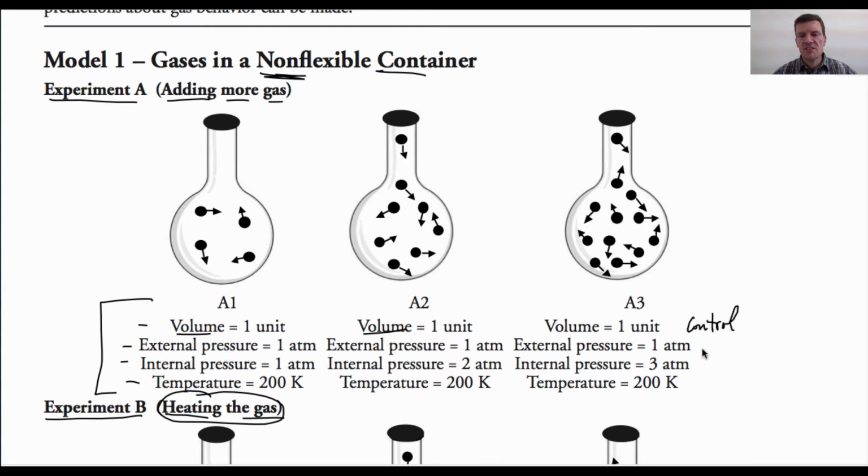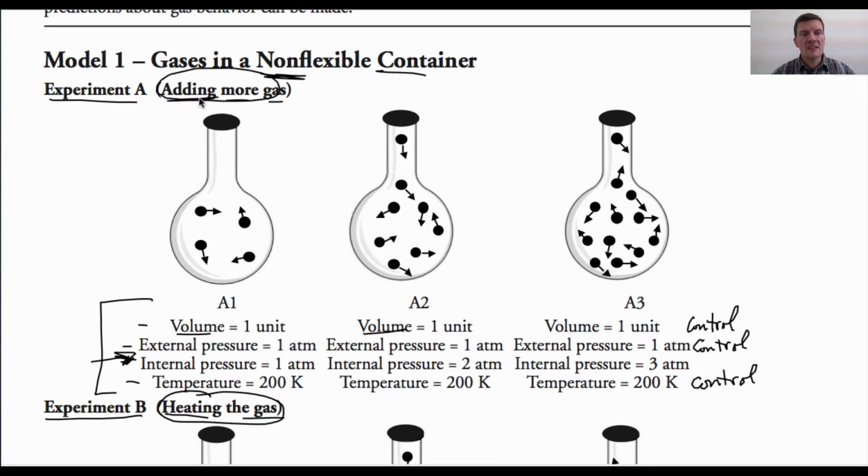External pressure is not changing. That means the atmospheric pressure. You're doing this in a room where the atmospheric pressure is not changing dramatically, and so that is being controlled. The internal pressure is changing, and the temperature is not changing, though; we're keeping that constant. That is controlled. So internal pressure is changing, and what else is changing?